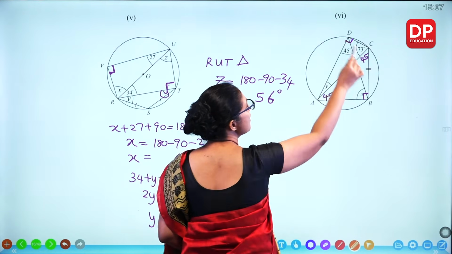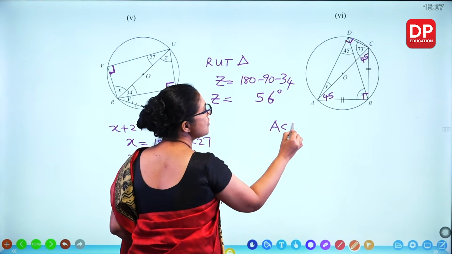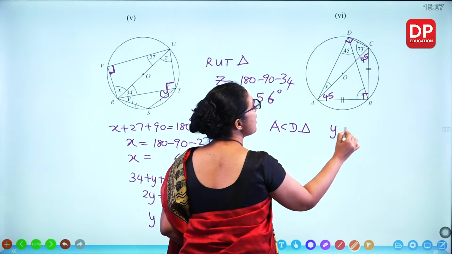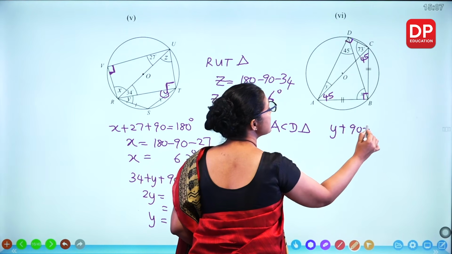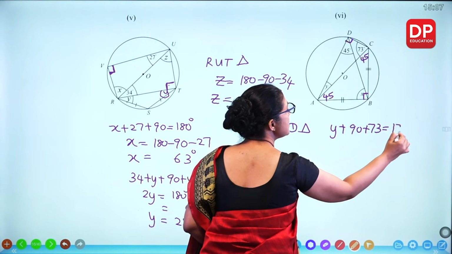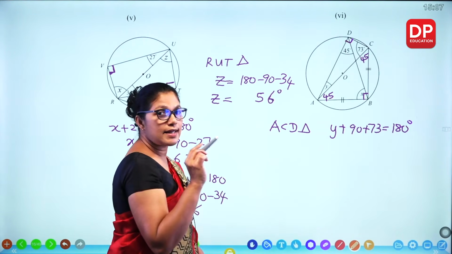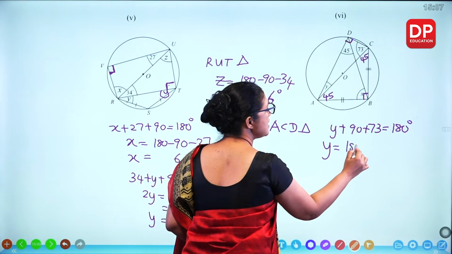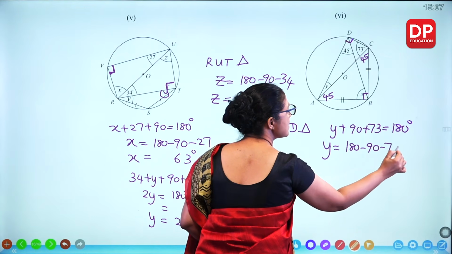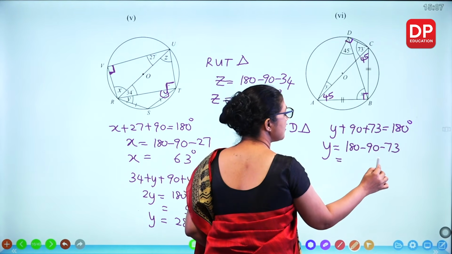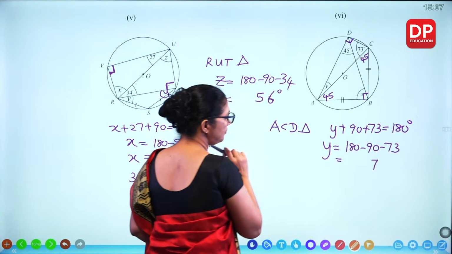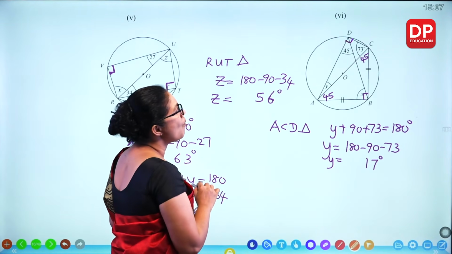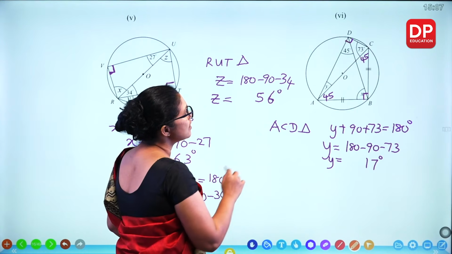Then straight away from ACD triangle, we can find out y. So what is y? y plus 90 plus 73 equals 180. Angle sum of a triangle is 180. So y equals 180 minus 90 minus 73. We get 17 degrees for y. We found out y angle.